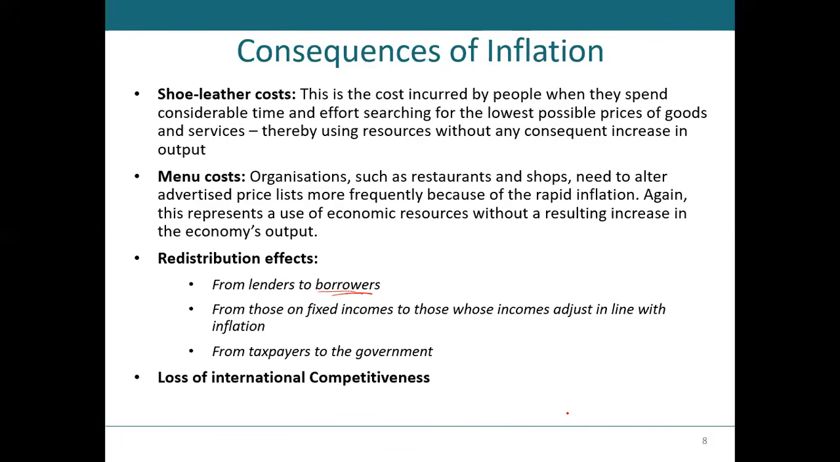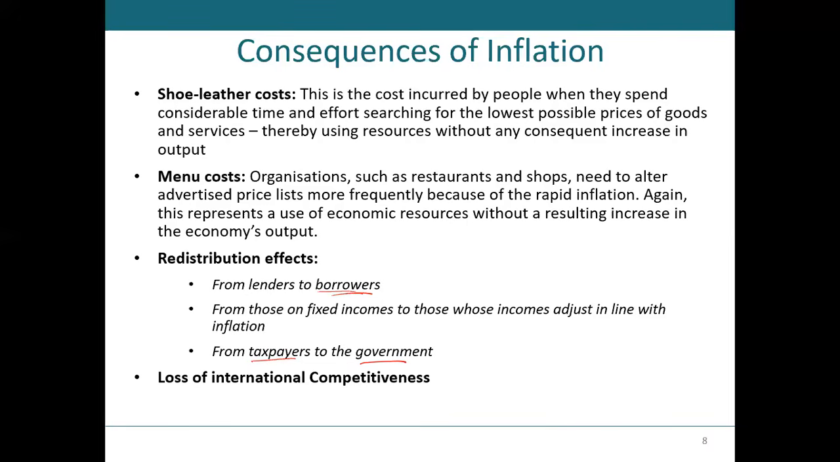Number three, there is also a redistribution effect from taxpayers to the government. What it means is that once there are increases in prices, our nominal income is going to increase. Nominal, not real income. And once nominal income increases, your income can push you into a higher tax bracket, because the higher your income, the higher your tax rate, okay? So it will unnecessarily push you into a higher tax bracket for government to charge you more tax, all right? So that is also a redistribution effect of inflation from taxpayers to government, unless government deliberately takes steps to adjust the tax rate because of the inflation, so that people's new level of income doesn't push them into a higher tax bracket.